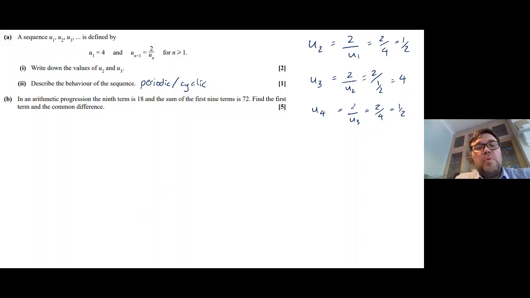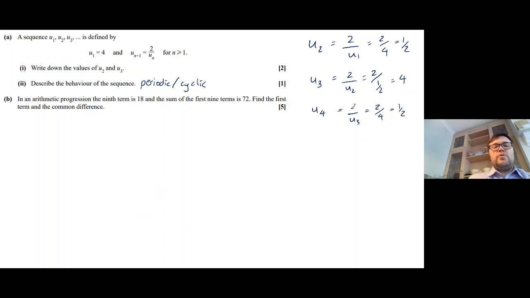Anything along those lines would be good. I have seen one where, without any further calculations, work out the sequence u of 205. Because that's an odd term number, you would say that that is equal to 4, and so on and so forth. And then we get into the arithmetic progression.